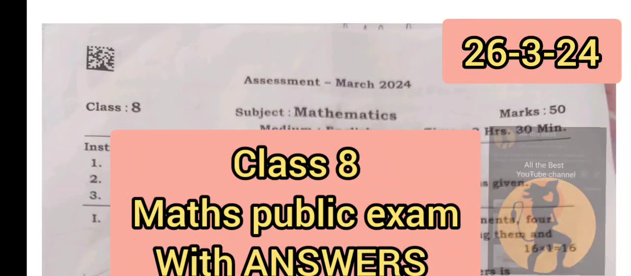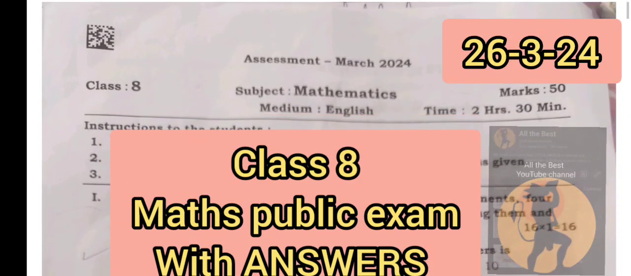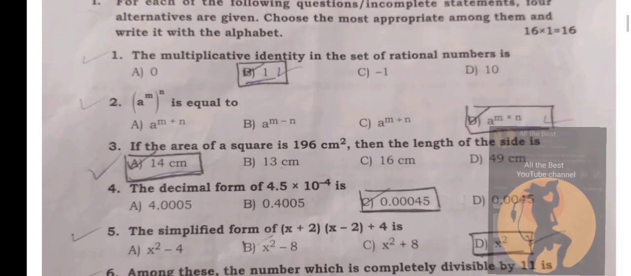So, class 8 mathematics paper. The first question: the multiplicative identity in the set of rational numbers is it 0, is it 1, is it -1 or is it 10? So it is option B, 1. This is the public exam paper with answers.